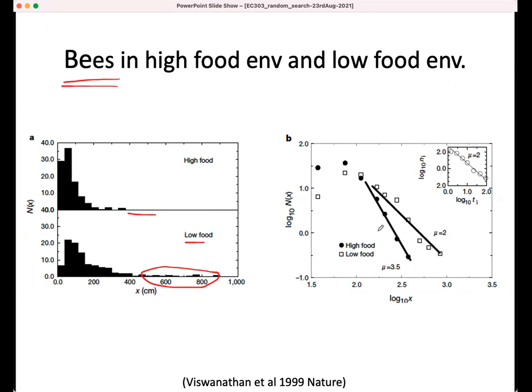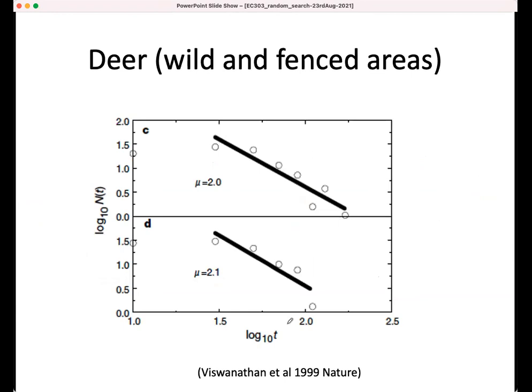Just visually, you can inspect that the low food environment does lead to these long jumps, which are absent in the high food environment. What they then did was look at the log transformed data and estimate the slopes. For high food, they found an exponent of 2.5, and they claim that for low food, they found an exponent of mu equal to 2. Of course, you can question how robust the results are, but that's what they claim in this paper. Then they say the same thing with deer. They claim they had data of deer, and again they find that the jump length distributions show a mu of 2.